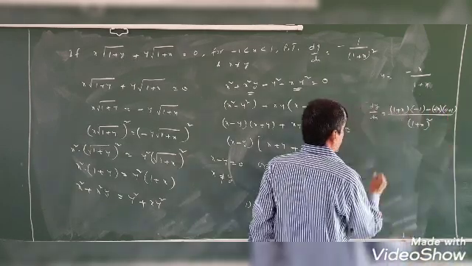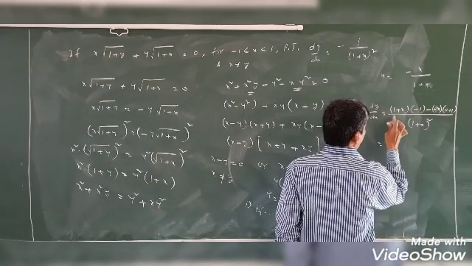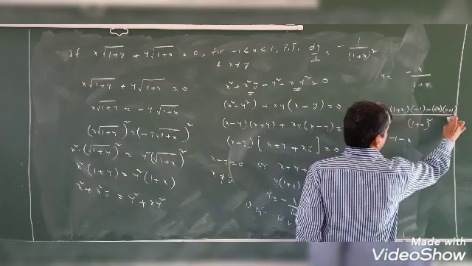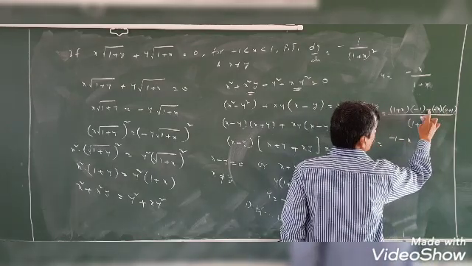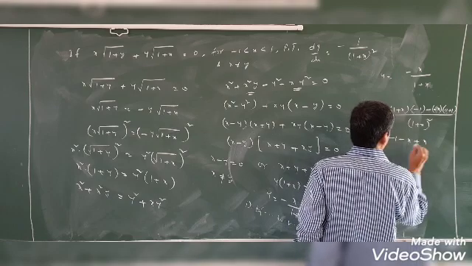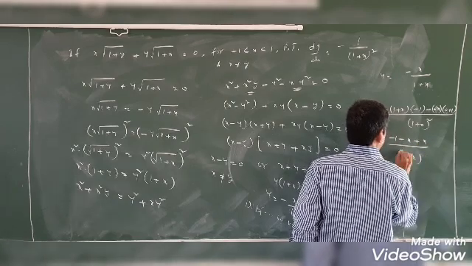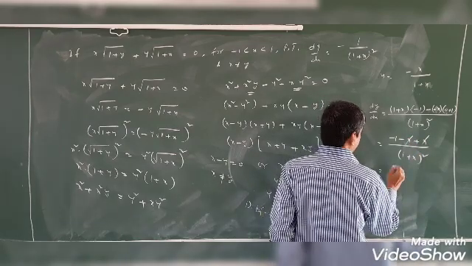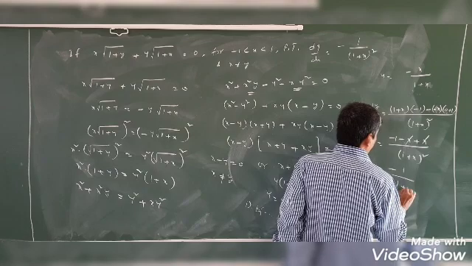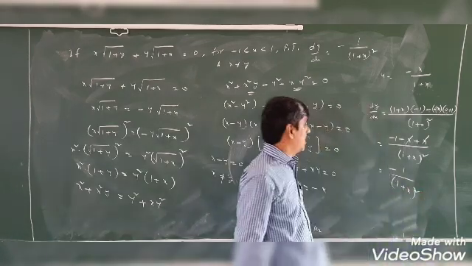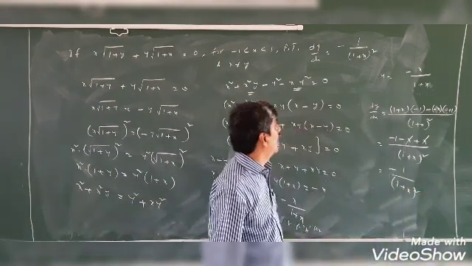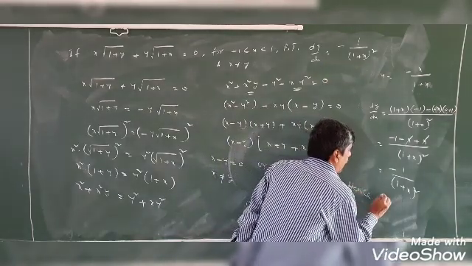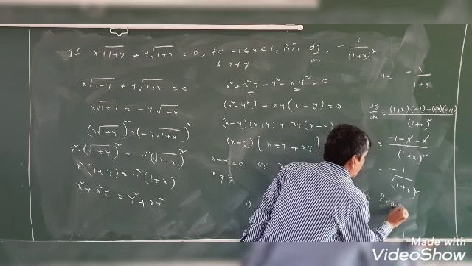So 0 plus 1. This is nothing but 1 plus x into minus 1, so this is minus 1 minus x. Then 0 plus 1 is 1 into minus x into minus, so minus of minus is plus x, all by 1 plus x whole square. So minus x plus x gets cancelled. Then the remaining is minus 1 by 1 plus x whole square. Therefore dy by dx is equal to minus 1 by 1 plus x whole square. Hence the given result is proved.